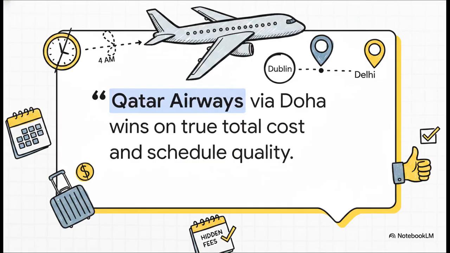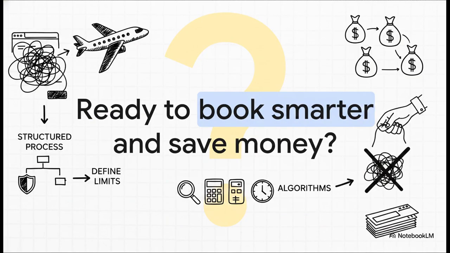Let's actually bring this all together with a real-world example from our sources. We had a traveler looking to fly from Dublin to Delhi who initially had 22 different options. By applying this exact 15-minute framework, they easily filtered out a completely brutal 4 a.m. Turkish Airlines departure. After calculating the hidden bag fees, they quickly realized a supposedly cheaper flight was just a total pricing mirage. The final result? A vastly superior, much more comfortable Qatar Airways booking via Doha. And the total time from their very first search to booking confirmation? Exactly 13 minutes.